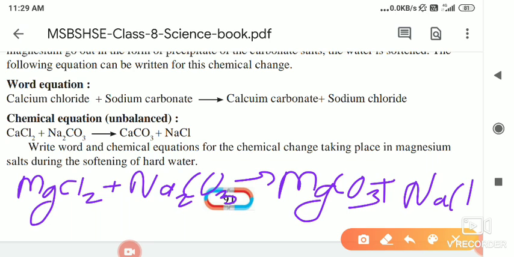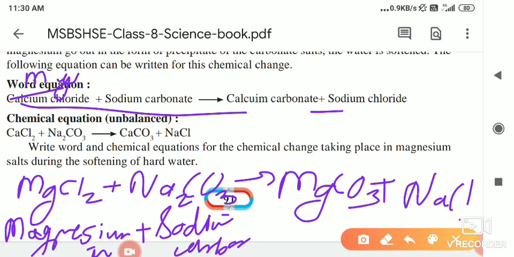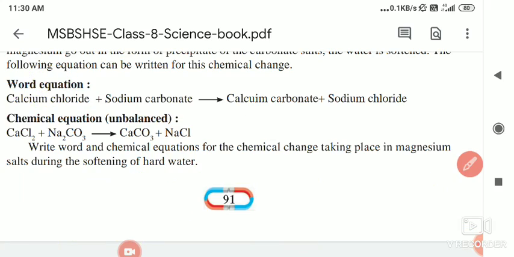Okay, so this is the word equation with magnesium. If you want to write it, instead of calcium chloride you just write magnesium chloride here. Magnesium chloride plus sodium carbonate, write it properly, and it forms magnesium carbonate and the sodium chloride salt. So in this way the reaction takes place and the water becomes softer.